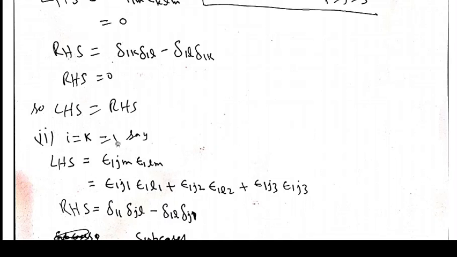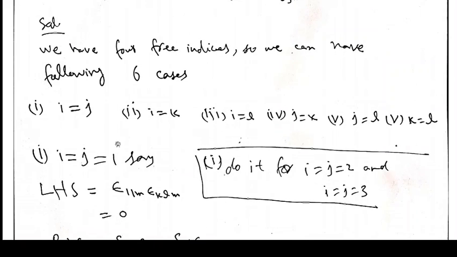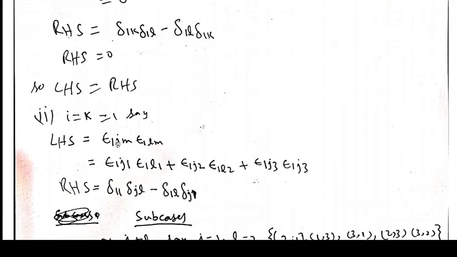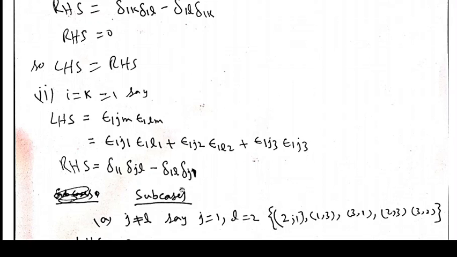If it is 1, then the left hand side would be epsilon 1 j m epsilon 1 l m, where we have made i and k equal to 1. Now you have summation on m, so let's expand m. So we have 3 terms, for m equal to 1, plus 2, plus 3. And on the right hand side, by using 1 instead of i and k, we have delta 1 1 delta jl, and the second term, delta 1l delta j 1, from your given right hand side.